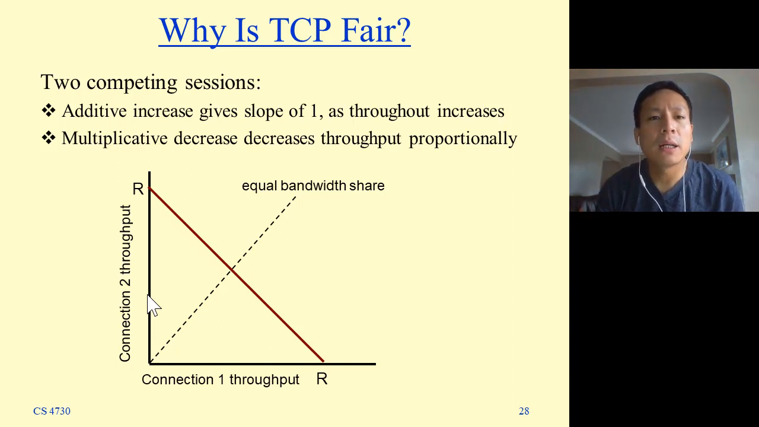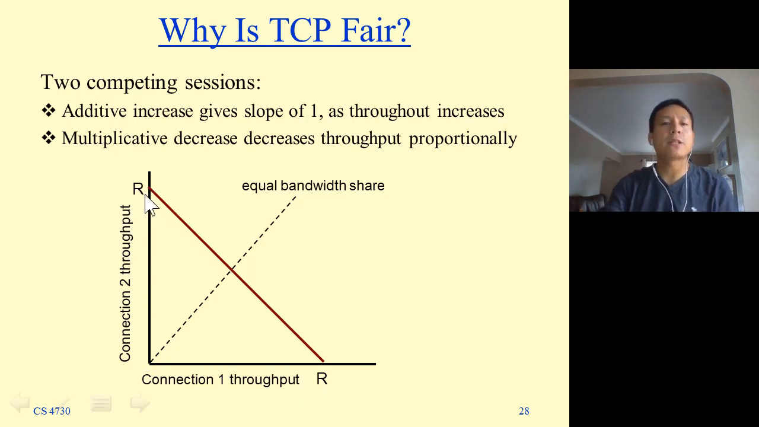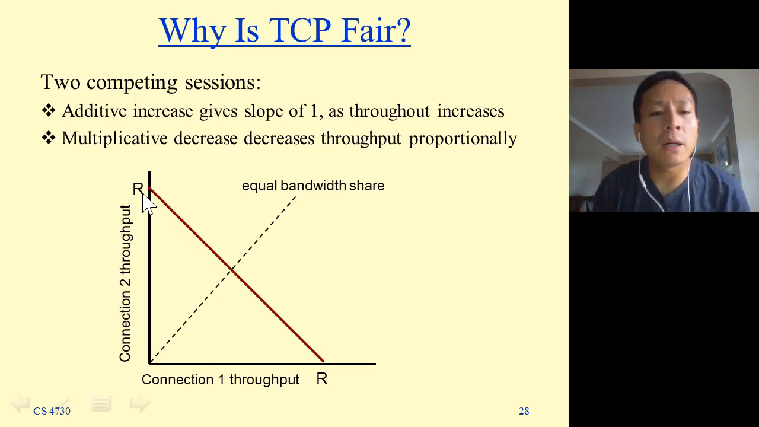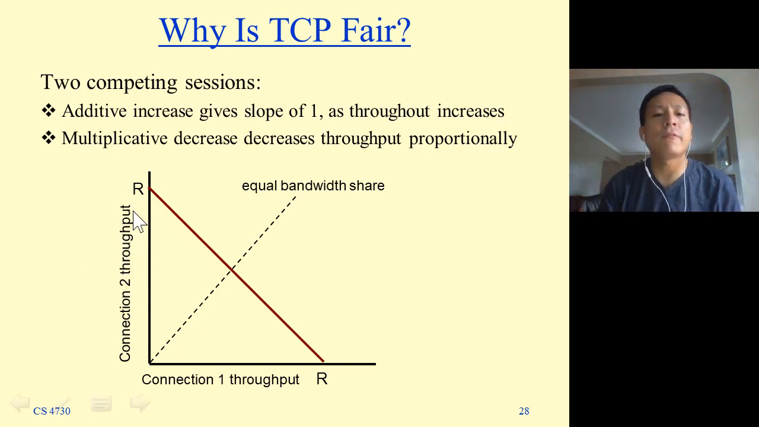So if it is just the two users, then right here you can see the connection 1 throughput on the x-axis, and connection 2 throughput on the y-axis. Since the throughput of connection 1 plus throughput of connection 2 is fixed, you cannot exceed R. That's the maximum, that's the bound. This line means that connection 1 throughput plus connection 2 throughput is R. You cannot do better than that. You cannot go beyond this line, right?